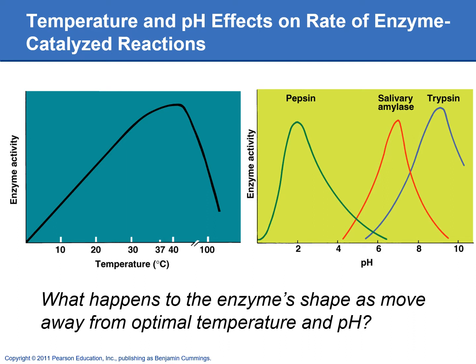So if we answer our question here on the bottom, what happens to the enzyme shape as you move away from the optimal temperature and pH? It denatures.